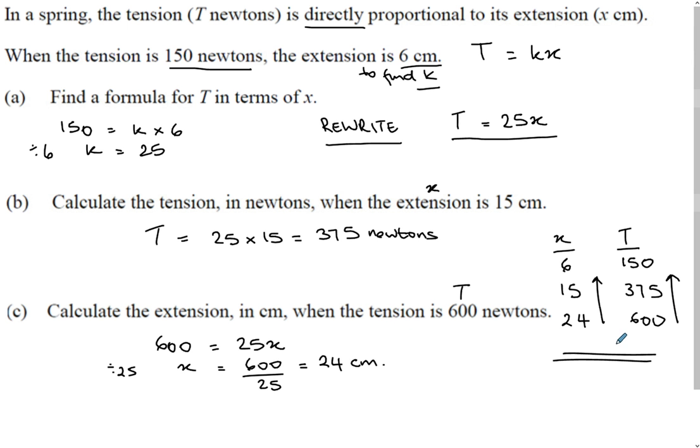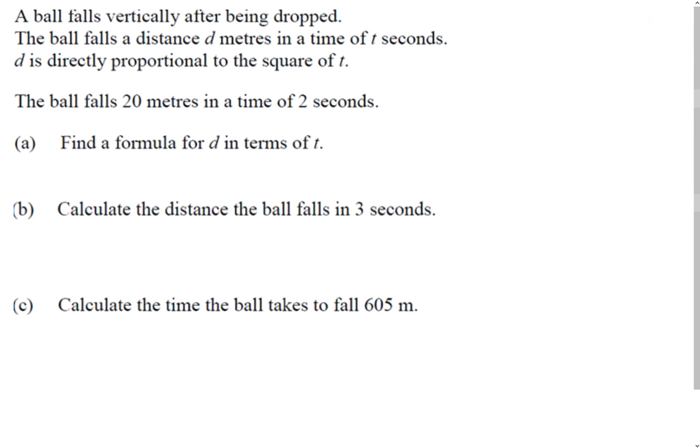Okay, next. A ball falls vertically after being dropped. It falls a distance d meters in a time of t seconds. d is directly proportional to the square of t. Some of the questions will be really wordy, but all you're really picking up is whether it's directly or inversely proportional, and what property of x it is. Is it x squared? Is it the square root of t? Is it t cubed? So d equals k t squared.